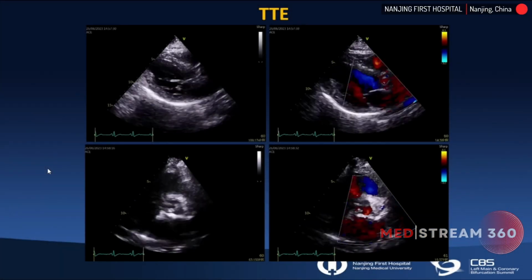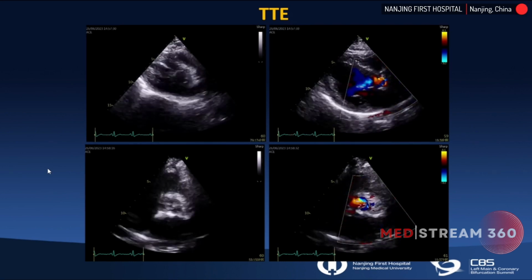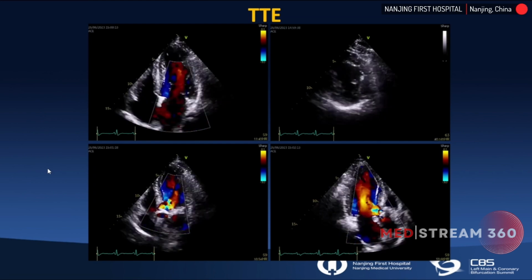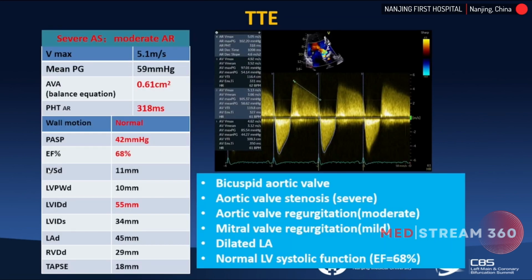Let me show you the echocardiography of the baseline situation. So you can see it's a four-chamber view, severe aortic stenosis, and also with a moderate aortic regurgitation. The maximum velocity of the aortic valve is 5.1 meters per second. The mean gradient is nearly 60 millimeters of mercury. So it's a typical severe aortic stenosis. And also you can see PHT is 318, so it's also accompanied with a moderate aortic regurgitation.